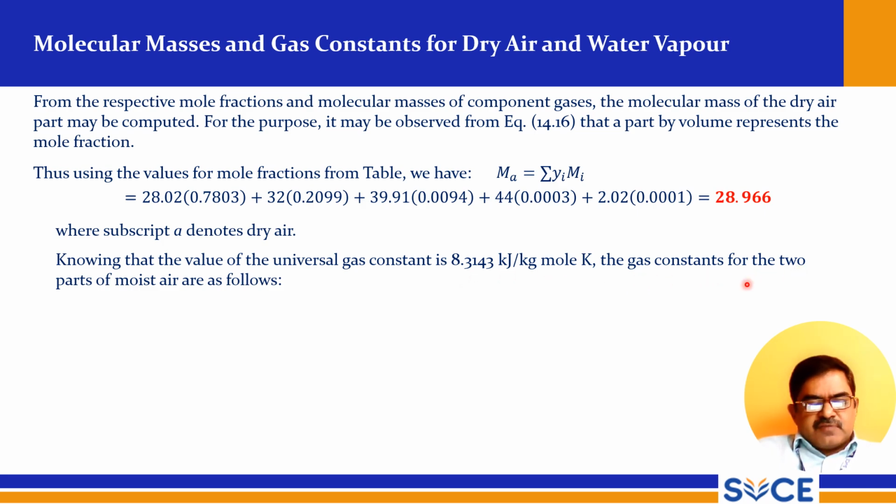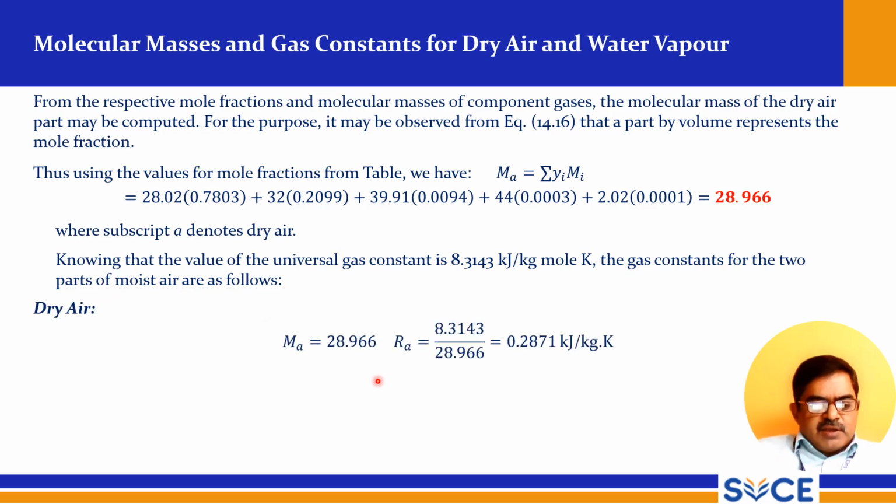The gas constants for the two parts of moist air are as follows. For dry air, MA equal to 28.966, so RA can be computed as 8.3143, the universal gas constant, divided by MA, which is equal to 0.2871 kilojoules per kg Kelvin. This is the RA value.